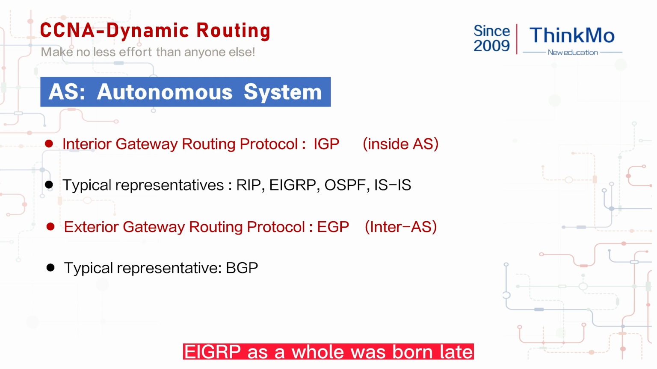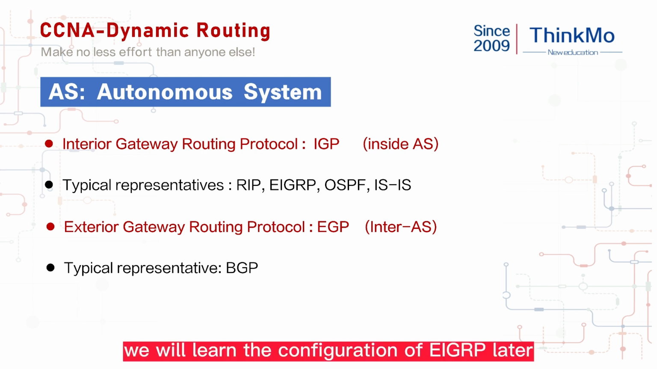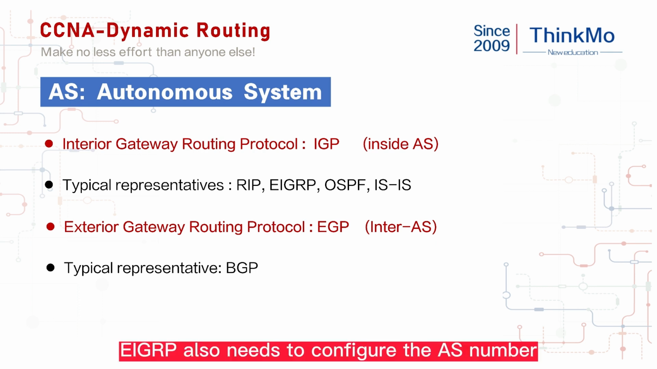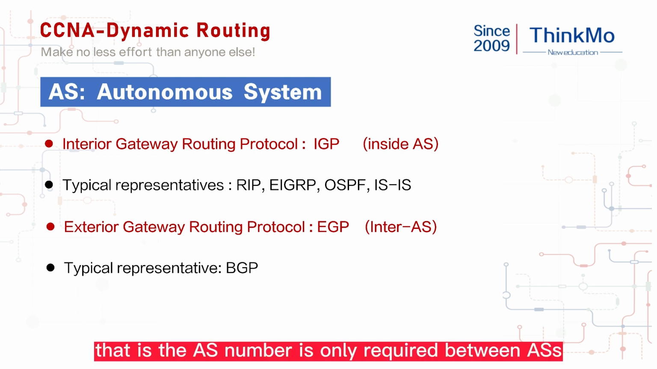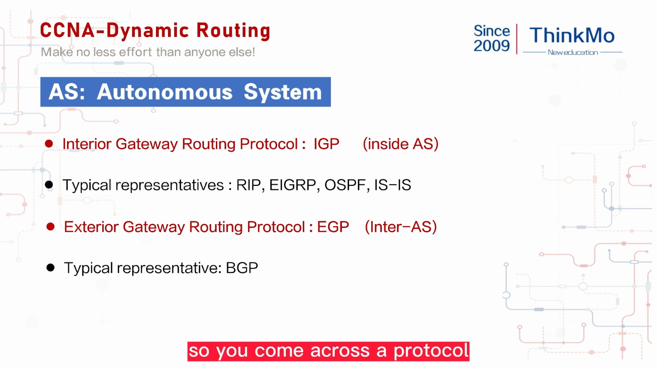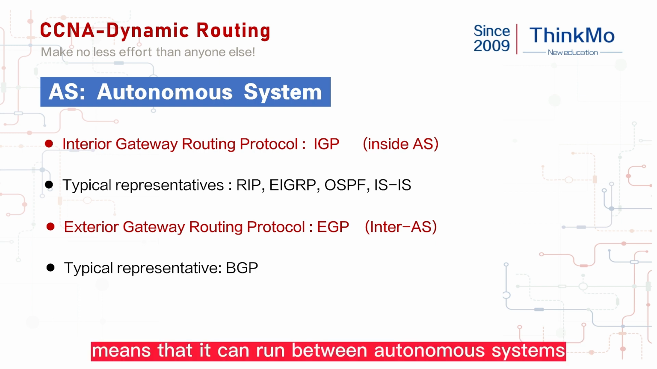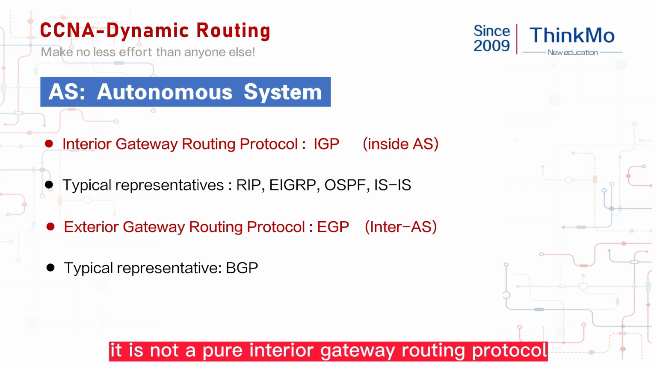EIGRP as a whole was born late, that is, appearing late. We will learn the configuration of EIGRP later. You will find EIGRP also needs to configure the AS number. So if some students know BGP, you will feel very kind. Because only on the public network, between ASs, is the AS number required. So when you come across a protocol where the AS autonomous system number needs to be specified, it means that it can run between autonomous systems. It is not a pure interior gateway routing protocol.